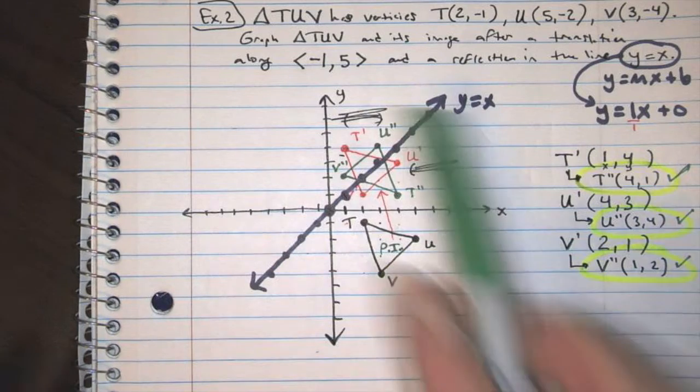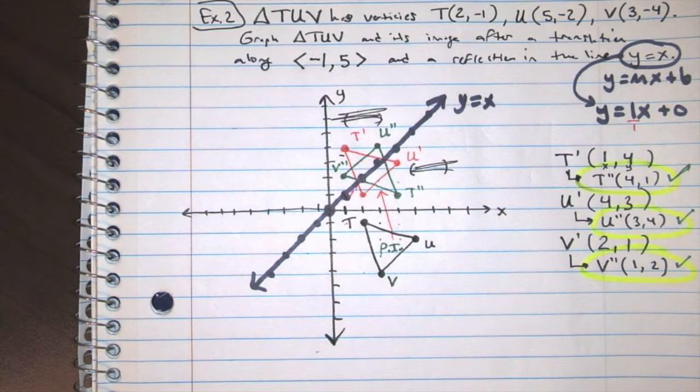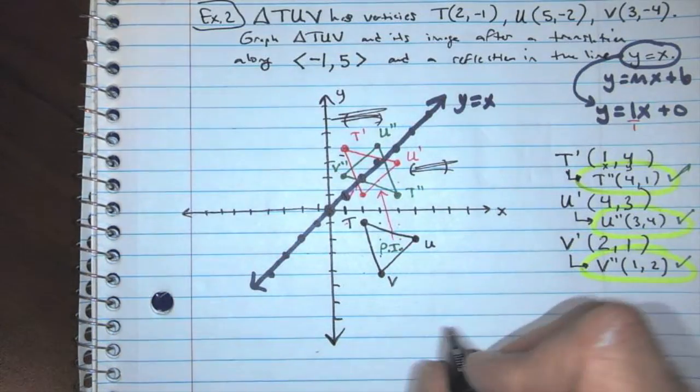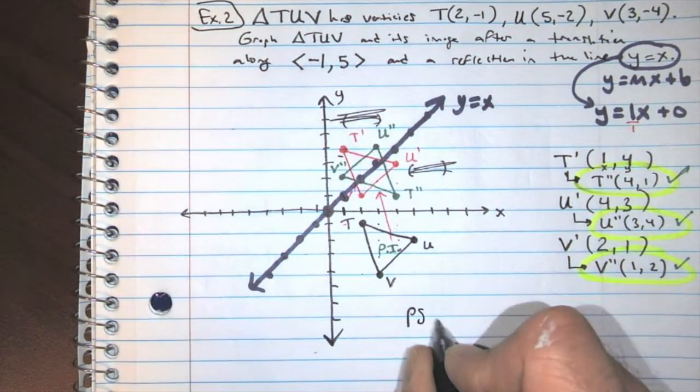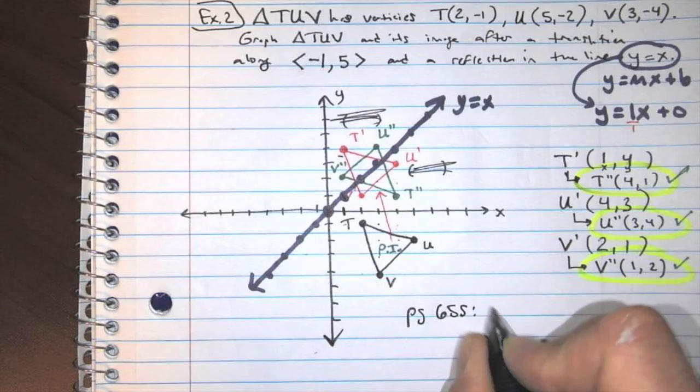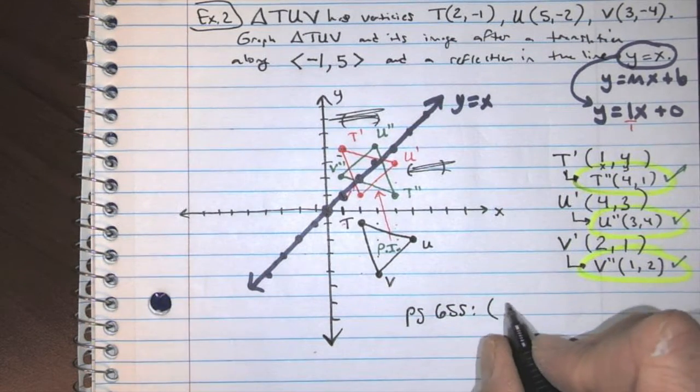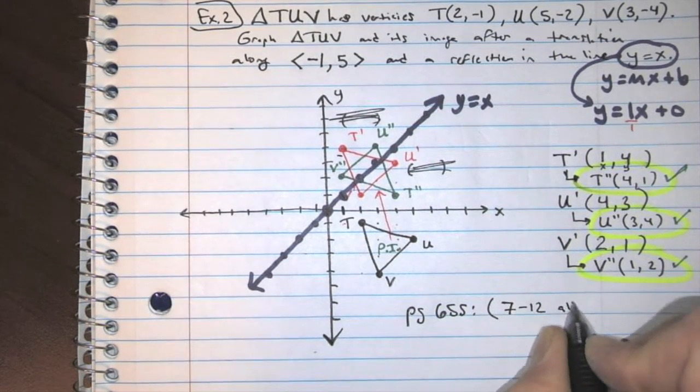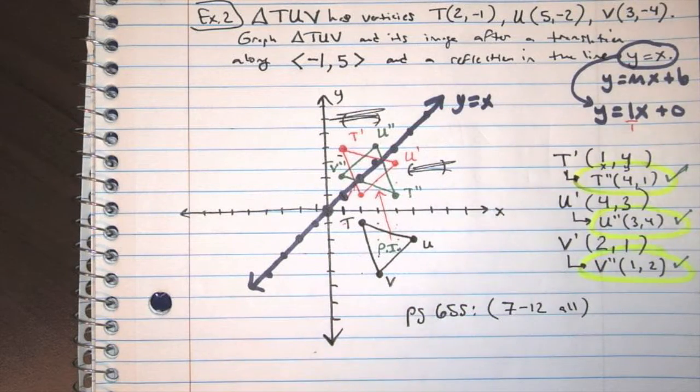Okay, there's a lot going on in this graph, everybody. There's a lot going on here. You've got 6 of these in your homework tonight. So here we go, folks. Here's what I want you to work on. Page 655. I'd like you to do 7 through 12 all. Once again, 6 questions. That's all I want you to do.